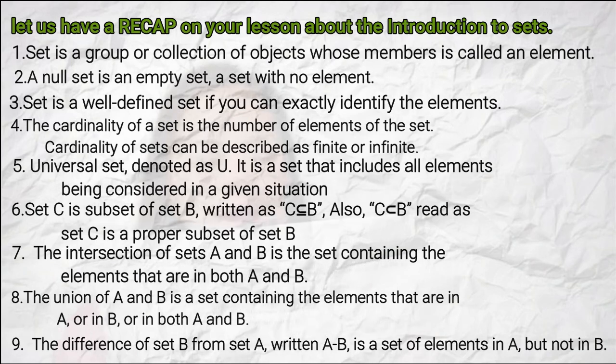Number 7. The intersection of sets A and B is a set containing the elements that are in both A and B. Number 8. The union of A and B is a set containing the elements that are in A, or in B, or in both A and B. Number 9. The difference of set B from set A, written A minus B, is a set of elements in A but not in B.